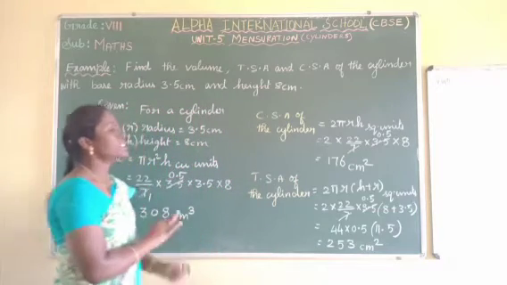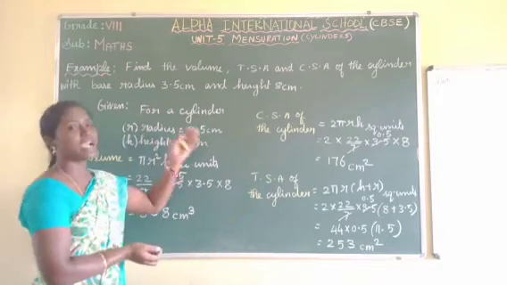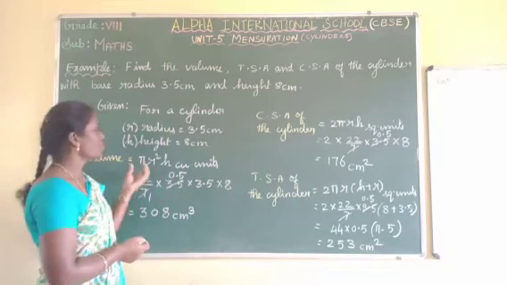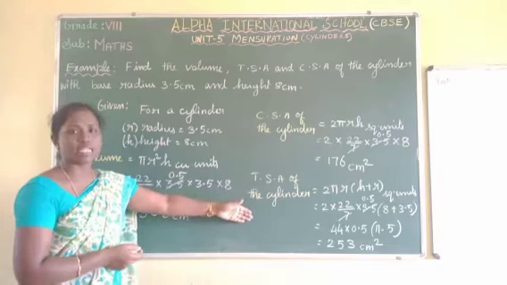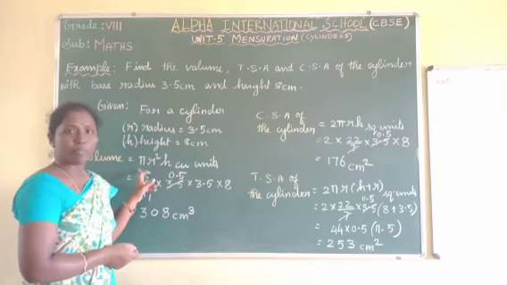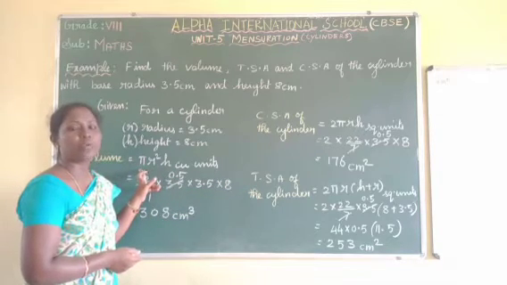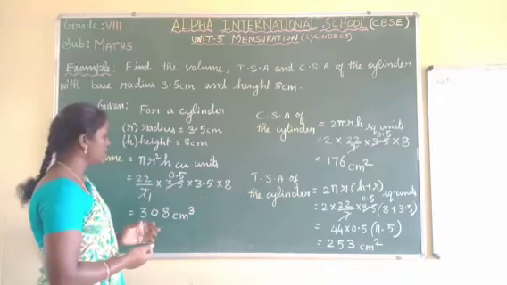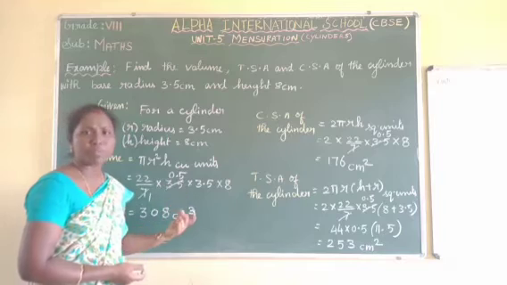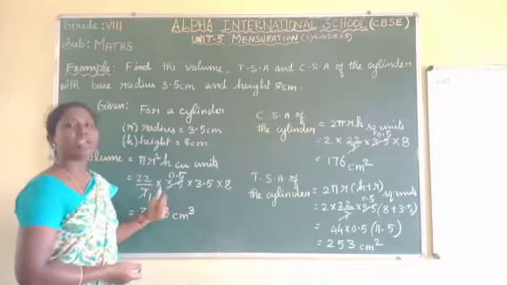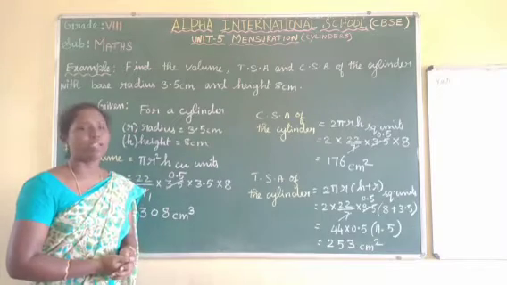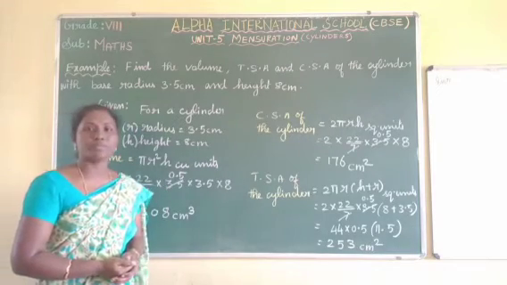So it is a direct problem. If the base radius and height is given for the cylinder, it is very easy to calculate the volume, CSA and TSA. Make clear that for pi we have to use the value 22 by 7. Before doing the multiplication, see whether any number is possible to simplify, so that you will get the answer in an easy way. So we'll go for the next problem.